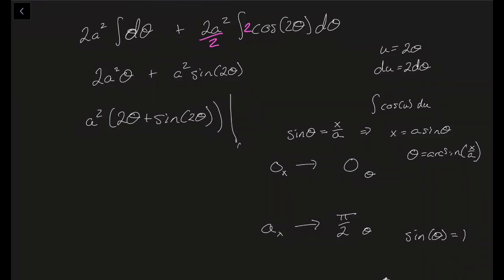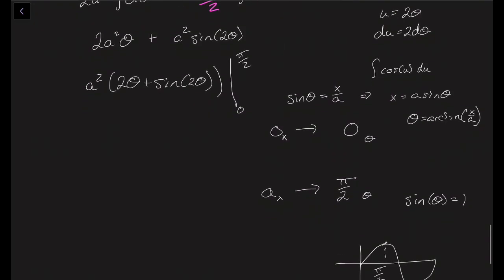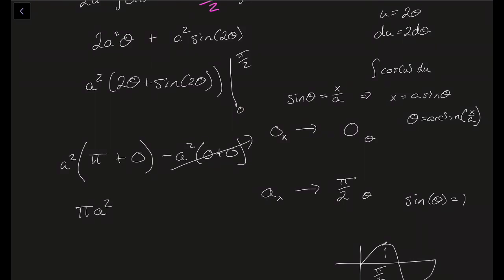So we're evaluating this integral from 0 to pi over 2. And when we make this substitution, we have a squared times pi plus the sine of pi, which is 0. And then we're going to subtract what happens when we plug in 0. So we have 0 plus the sine of 0, and this just all goes away. And we have pi a squared, which is the area of a circle.